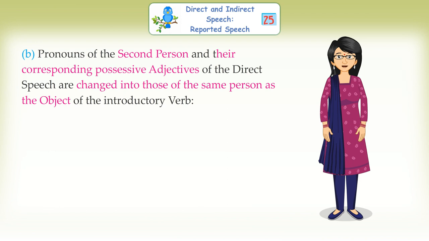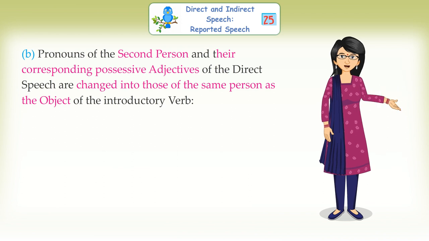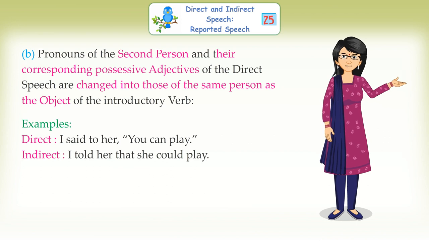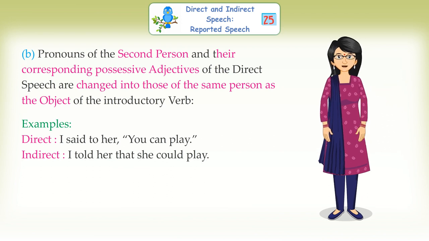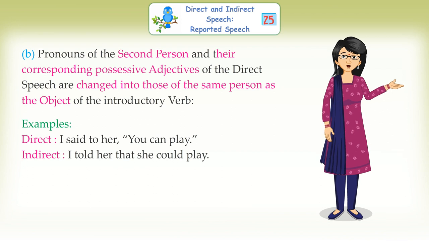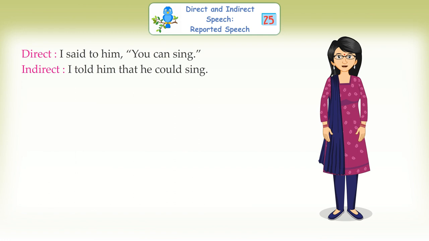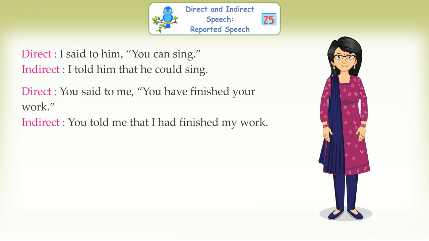Pronouns of the second person and their corresponding possessive adjectives of the direct speech are changed into those of the same person as the object of the introductory verb. Examples. Direct: I said to her, "You can play." Indirect: I told her that she could play. Direct: I said to him, "You can sing." Indirect: I told him that he could sing. Direct: You said to me, "You have finished your work."